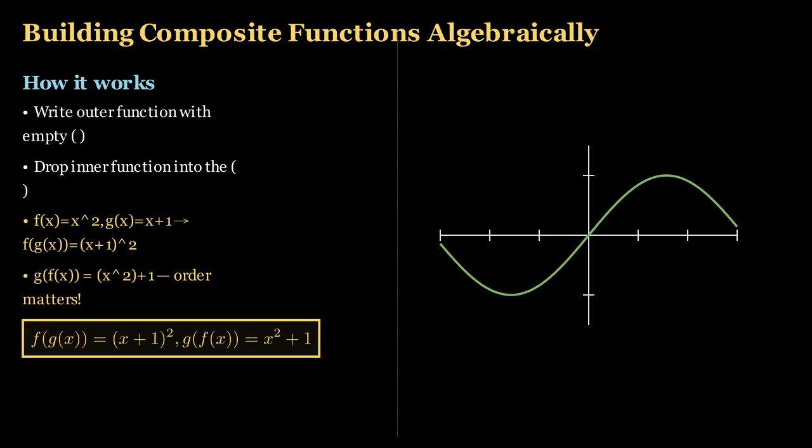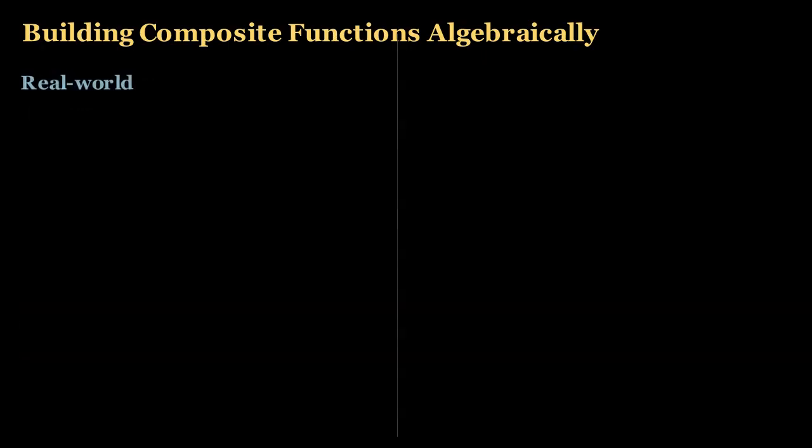Let's solve a concrete everyday problem to see why order matters so much. Imagine a store has a sale, 20% off everything, and then you have to pay a 5% sales tax. The final price depends on whether the discount or the tax is applied first. Let the original price be $p. The discount function, d of p, takes 20% off, so you pay 80% of the price, d of p equals 0.8p. The tax function, t of p, adds 5%, so you pay 105%, t of p equals 1.05p.